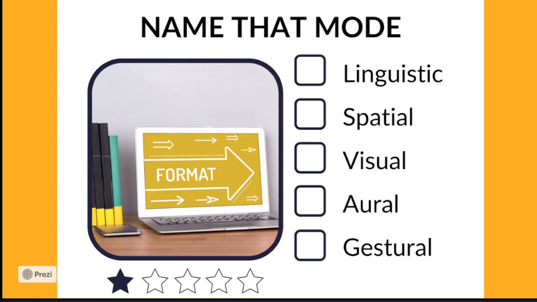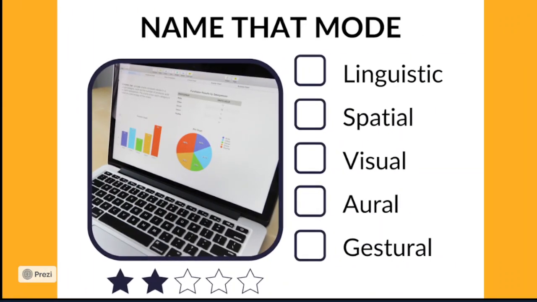Okay, so I'm seeing this computer screen labeled format with a lot of arrows that makes me spatially look to the right. So, Spencer, I'm gonna say spatial. Let's see if that was the correct answer, and yes, that seems like it was. Good job. Name that mode. Okay, we're on a roll now. 3 stars. That's our goal for this question.